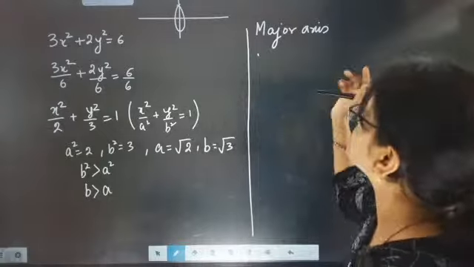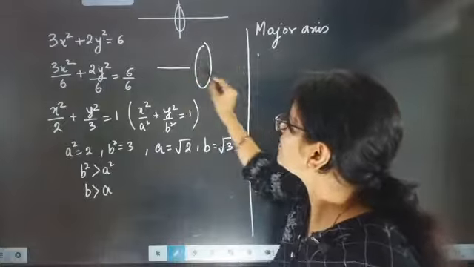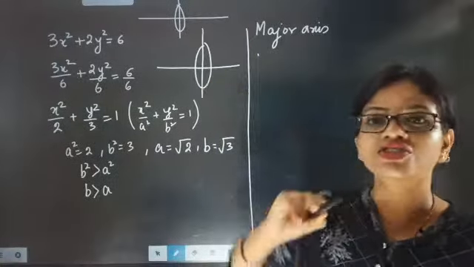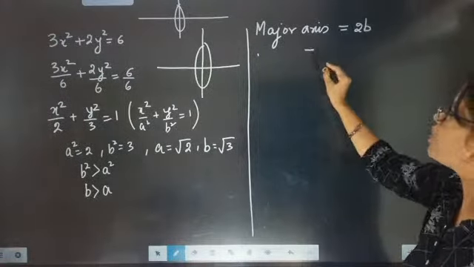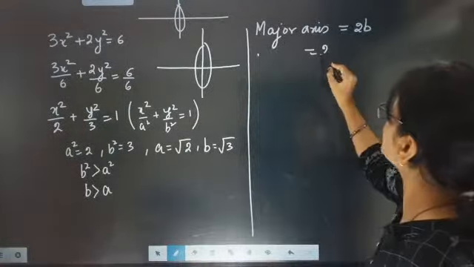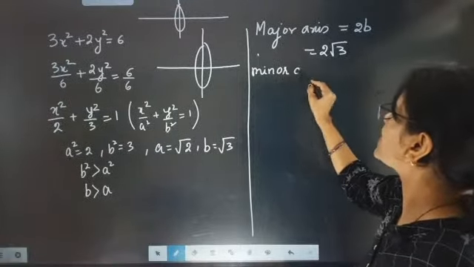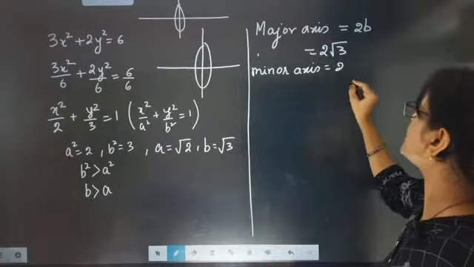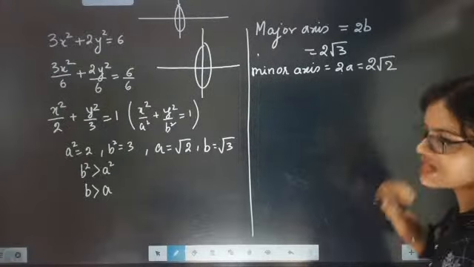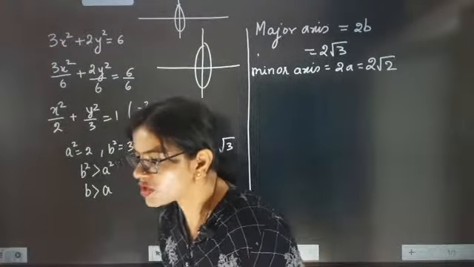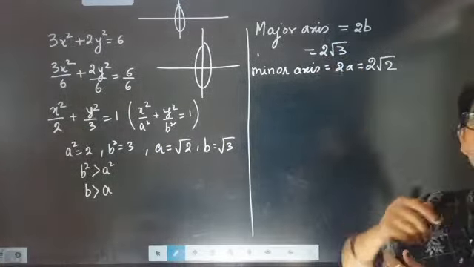Now look here, what is the major axis here? First you have to understand one thing. Since the major part of the ellipse is resting on the y-axis, the major axis will be equal to 2b. Now what is b? B is root 3, so it will become 2 root 3. Now what will be the minor axis? Here the minor axis will be the opposite. It will become 2a. Now what is a? A is root 2, so it will become 2 root 2. So till here this was exactly correct. Now we are going to go for the next one. So we got the major axis, we got the minor axis.